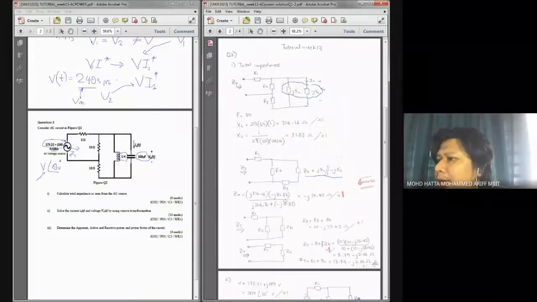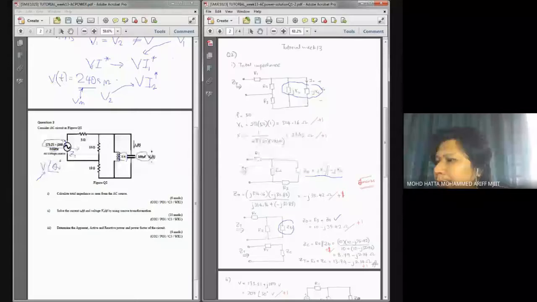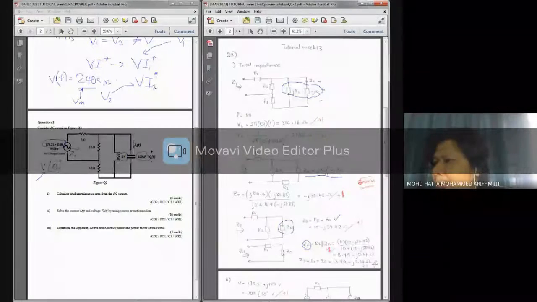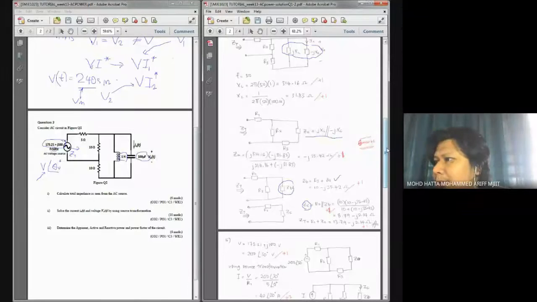And in the next figure, I combine R3 and ZA to become ZB. ZB is basically the combination of R3 and ZA, and I will get the parallel connection of R2 and ZB, and I simplify this one, label it as ZC, and at the end combine R1 and ZC as series connected elements. So that is how I calculate my Z total, and this will give us about 6 marks.